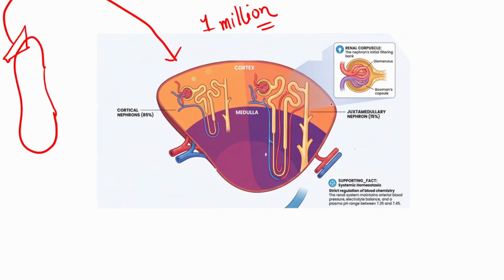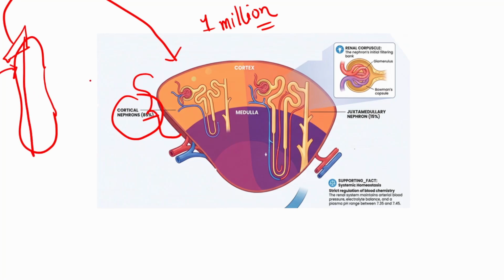We divide nephrons into two major populations based on their spatial positioning and structural layout. First, we locate the cortical nephrons, which make up 85% of the total population. Their renal corpuscles are positioned high in the outer cortex. Cortex is the outer part of the kidney. You can just think that this portion is cortex.